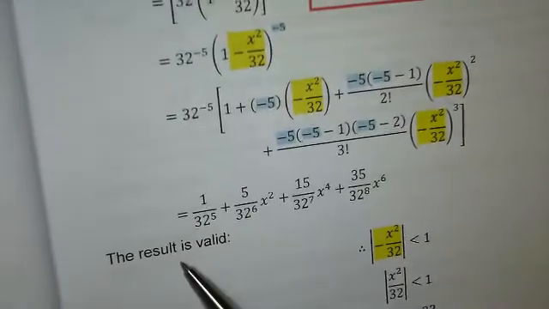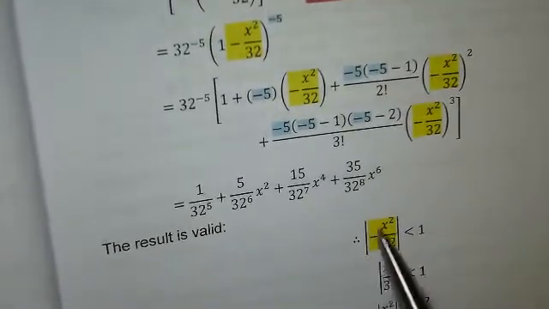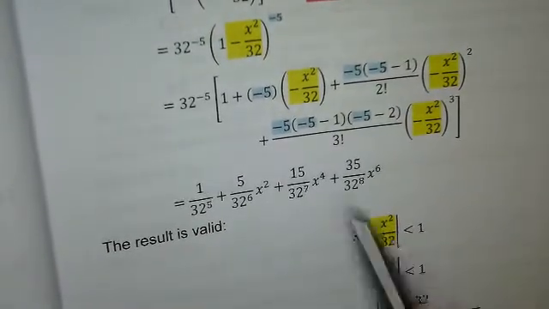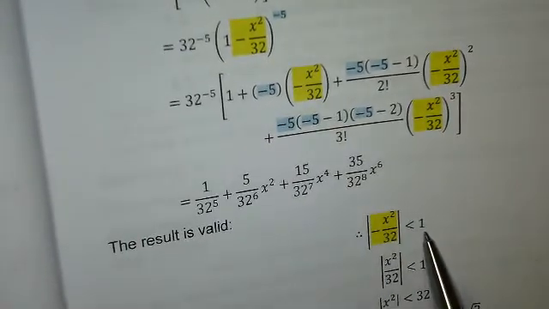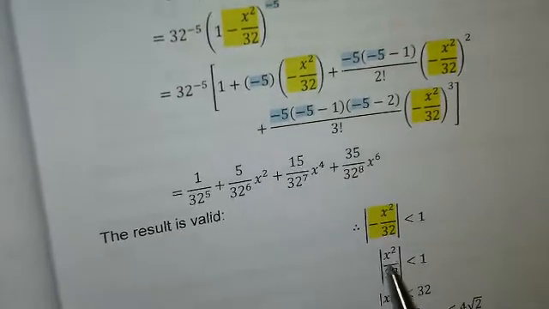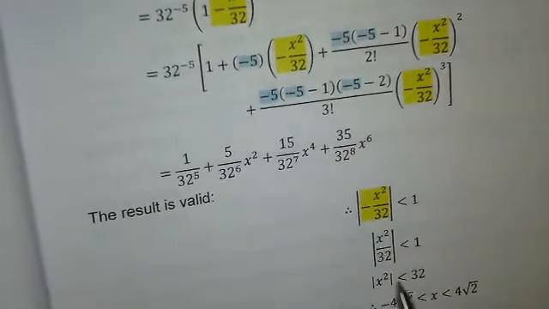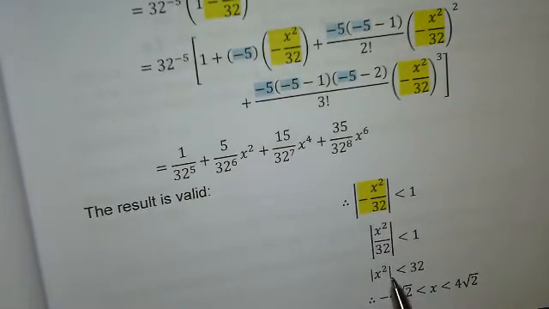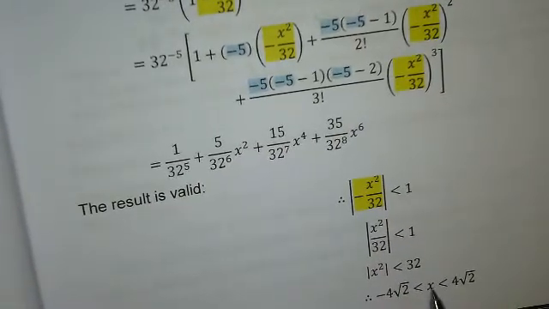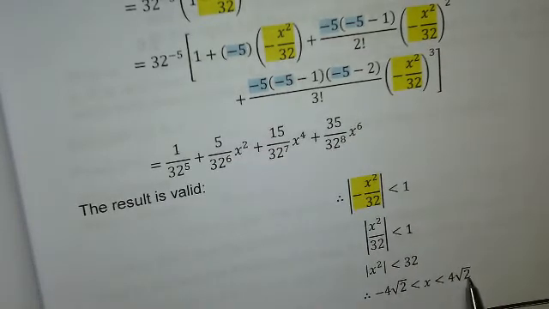The result will be valid for whatever is x. See, now my x is that one there, will be less than 1. Now, absolute value for negative numbers stays positive, and then you just work with your inequalities there, or your absolute values, and then your x will lie between negative 4 square root 2 and plus 4 square root 2.